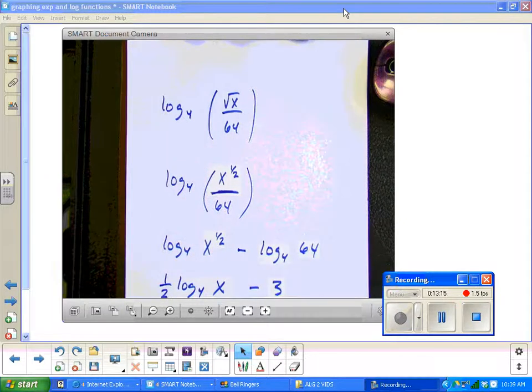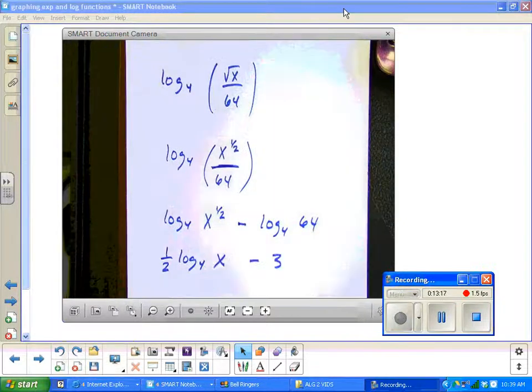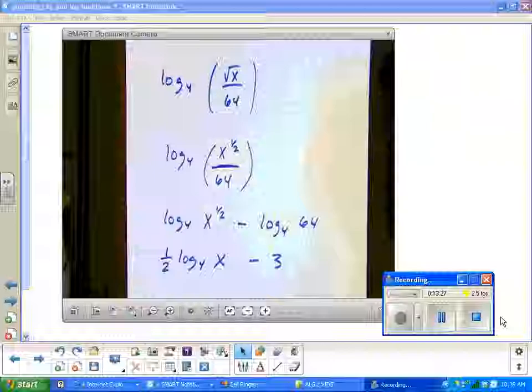Now, do y'all remember talking about all those properties last year? Now, ultimately, what we're getting to is these properties are going to help us solve equations. They're going to help us solve logarithmic equations.